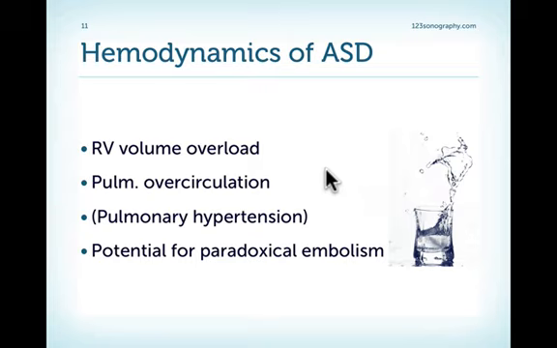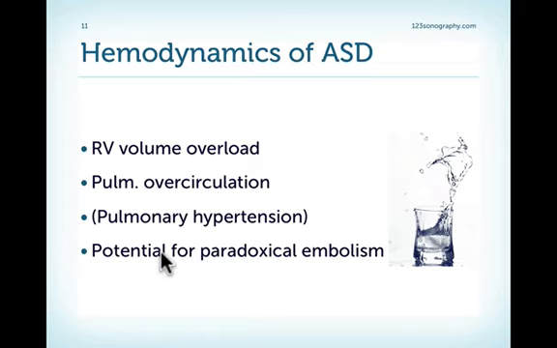Now, the consequences of this left to right shunt are that we have right ventricular volume overload, we have pulmonary overcirculation, and in at least some of these patients, this will cause in the long-term pulmonary hypertension. It's less frequent than in shunts on ventricular or large artery level. But a small percentage, about 5 to 6%, will develop severe pulmonary hypertension, probably due to other additional congenital factors.